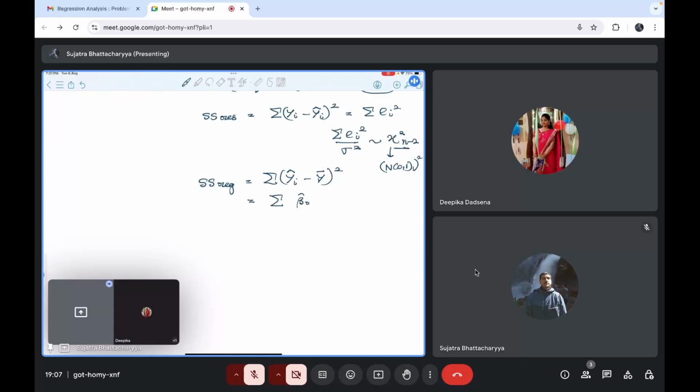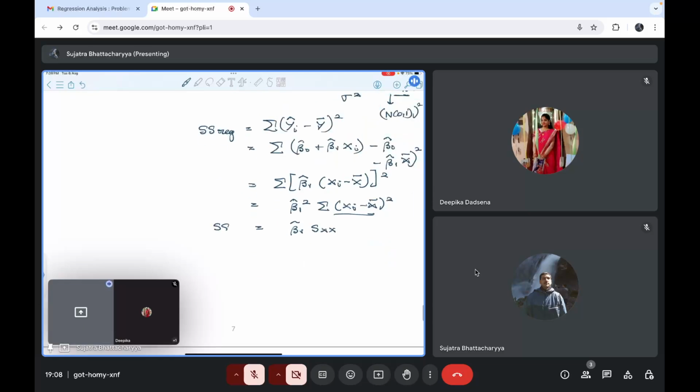Yi hat is nothing but, as we have seen, beta naught hat plus beta 1 hat xi, correct? Minus y bar, which is nothing but beta naught hat plus beta 1 hat x bar, this square. So the beta naught can be cancelled. I now have beta 1 hat and xi minus x bar, this entire square. So what we get is beta 1 hat square and summation of xi minus x bar whole square, and I have told you that this is nothing but Sx. Okay, so SS regression is this. This is one of the things I've shown.